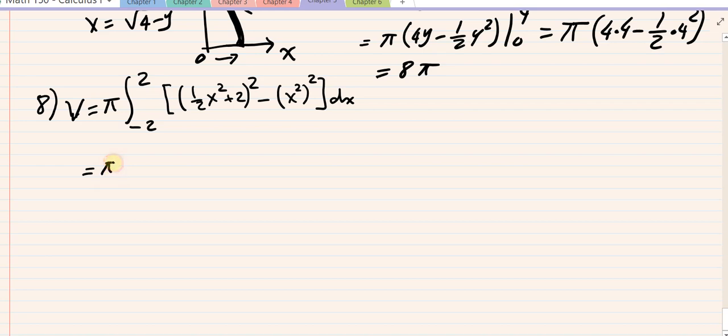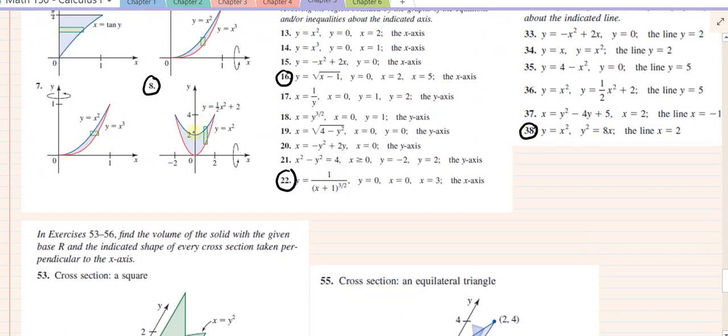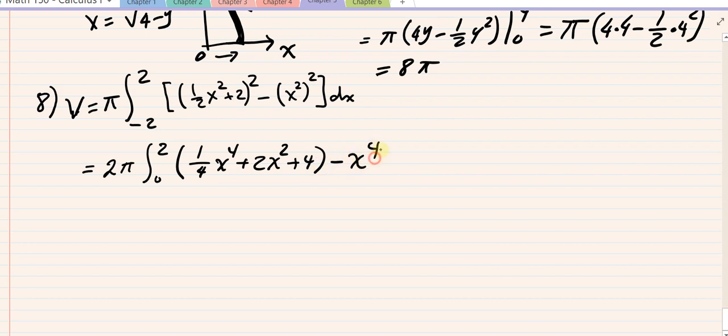Let's expand, and I'm gonna, because the region is symmetric. If you go back to number 8, you see the symmetry here about the y-axis, so we can find the volume from 0 to 2 and double that up. So I'm gonna go, actually, instead of pi, make that 2 pi, and then 0 to 2 of, now you square the binomial. This is gonna be first one, 1/4 x to the 4th, plus twice first by second makes it 2x squared, plus last one, minus x to the 4th dx.